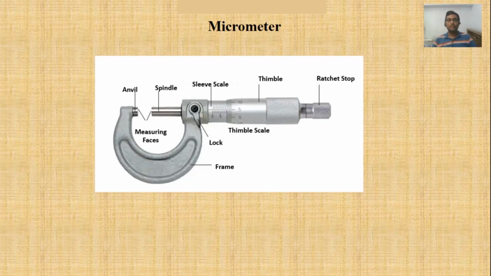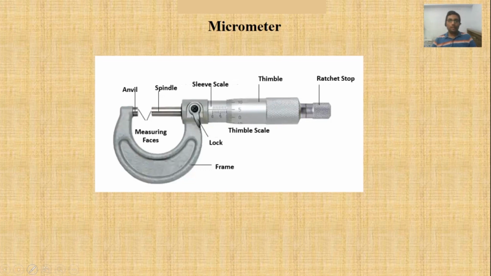The measuring faces in this case are hardened to reduce the wear and tear happening due to measuring different workpieces again and again. The ratchet stop plays an important role in the micrometer because it enables an equal amount of pressure during the measurement of any dimension of the workpiece, ensuring higher accuracy and precision.